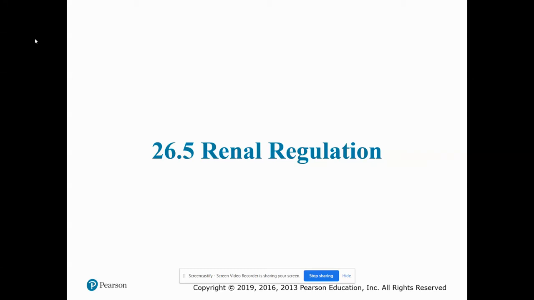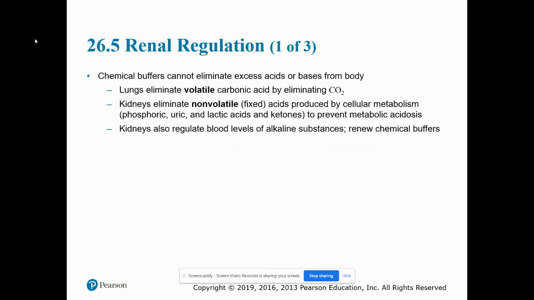We're still on chapter 26, and this particular talk is on renal regulation. So, chemical buffers cannot eliminate excess acids or bases from the body. The lungs eliminate volatile carbonic acid by eliminating CO2, and the kidneys eliminate non-volatile or fixed acids produced by cellular metabolism to prevent metabolic acidosis. Kidneys also regulate blood levels of alkaline substances and renew chemical buffers.